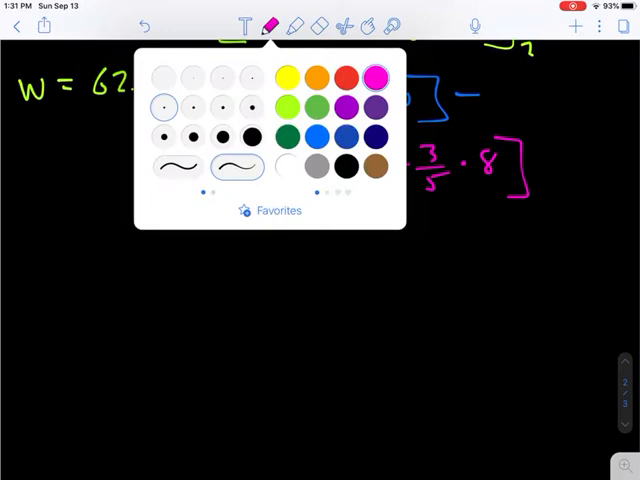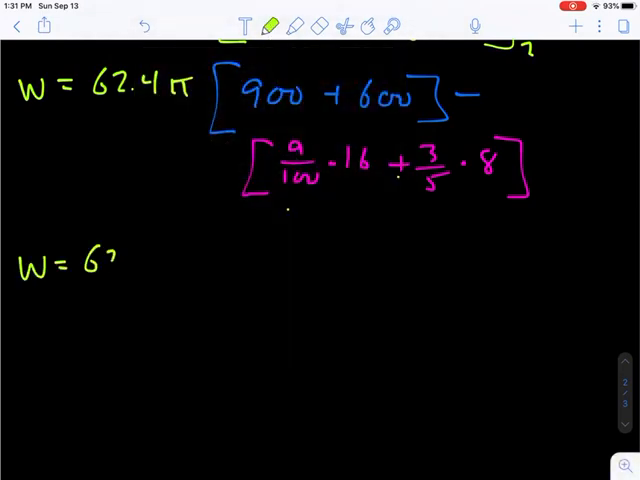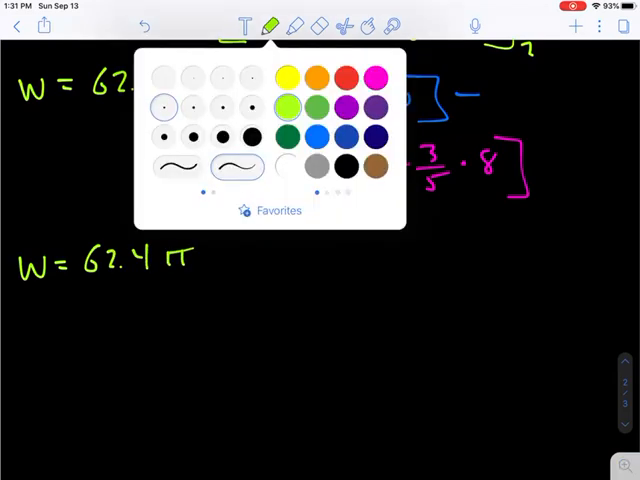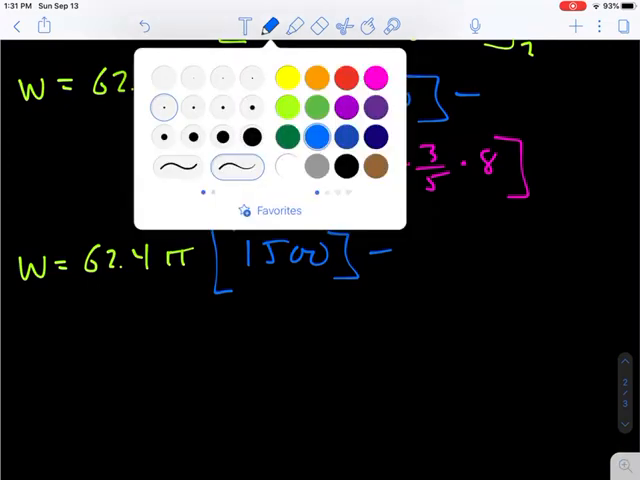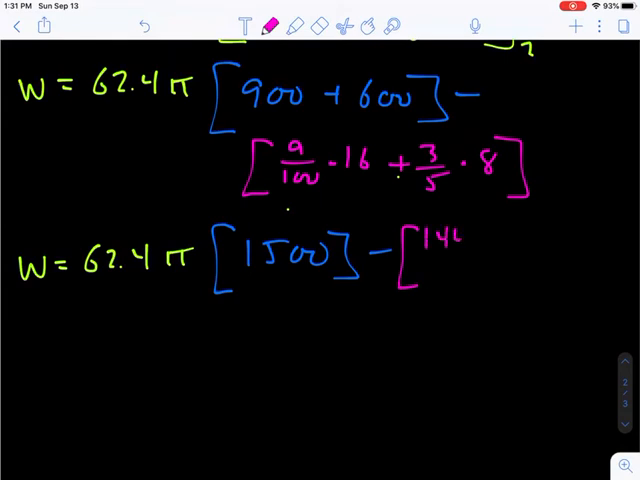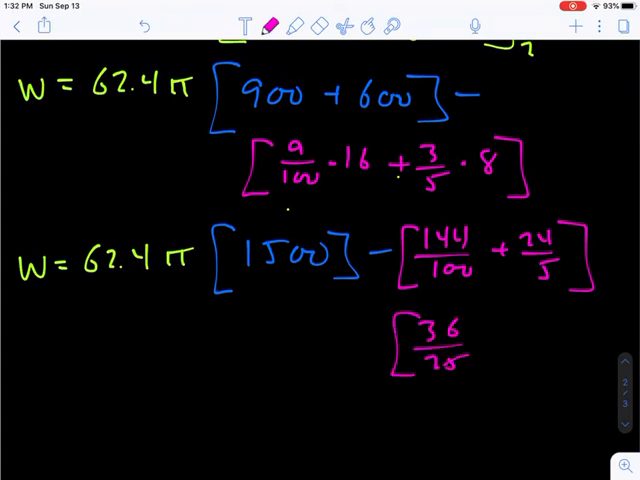So let's go back to work is 62.4 pi. And in the blue, I have 1,500 minus, and let's see, 9 times 16 is 144/100. I'll do that in violet again. So that is 144/100 plus 24/5. Now 144/100, they both have a factor of 2: 72 over 50, 36 over 25. So I have 36/25 plus 120/25.